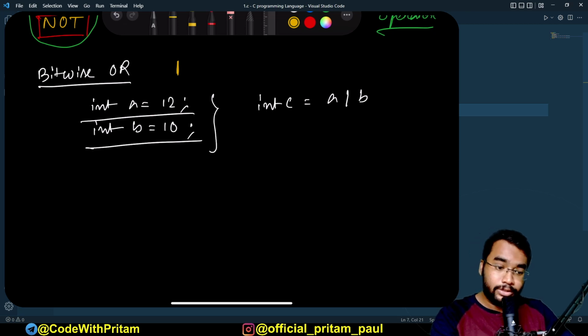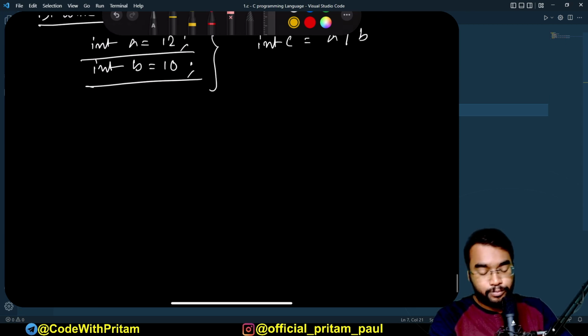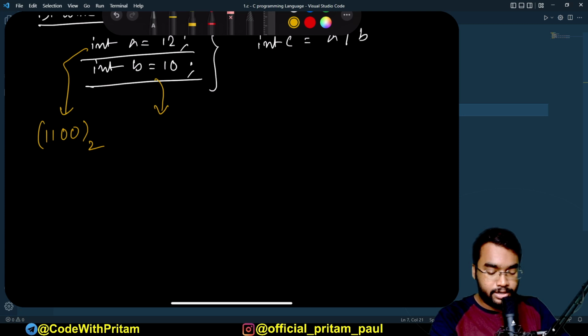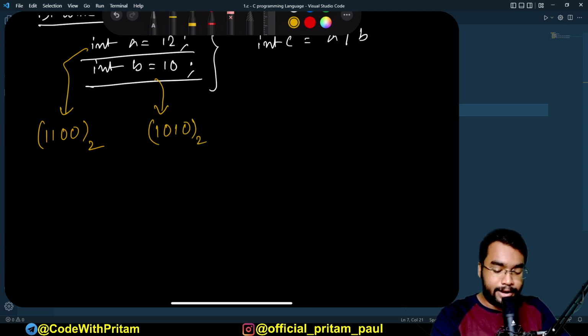Now how these calculations would be done, that is very important to know. Okay, so before that we need to understand the binary number system. If you don't know anything about the binary number system, then let me know in the comment section. If you want me to make a playlist on it, I will definitely make a playlist on it. That's not a problem. But in short, the binary of A is 1100, the binary of B is 1010.